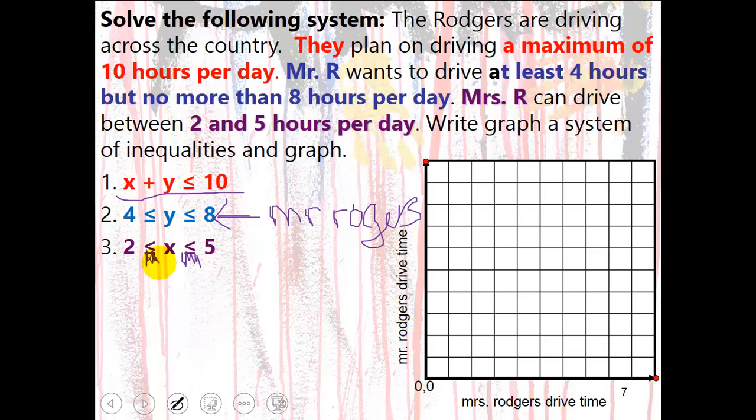I'm just going to let each one of these be 1. So this is 10, and this is 10. And my first line that I'm going to draw in red is going to be solid, and it's going to go between those 2 points like that.